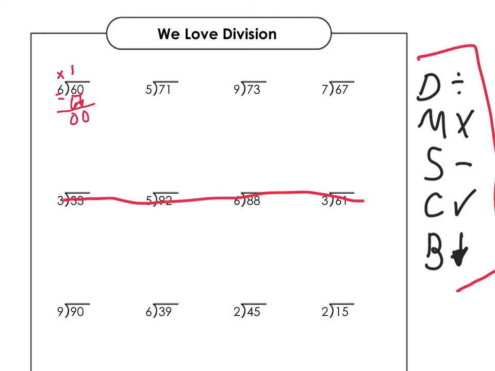And then I'm going to say, does 6 go into 0? No, it does not. So then I need to mark that spot with a 0. Okay, and then I say 0 times 6 is 0. Obviously, 0 take away 0 is 0. And my final answer is 10. So we do not have a remainder on that one. You could write remainder 0, but you don't need to.